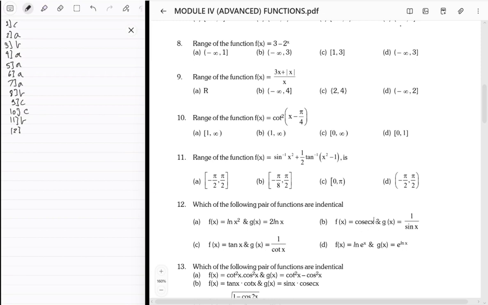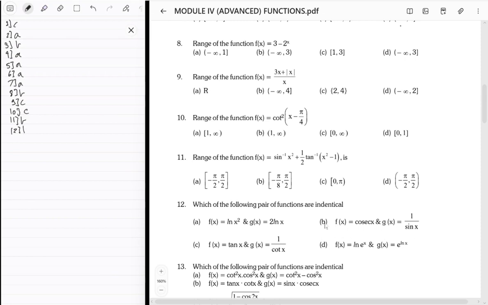And B, these are the same functions. Cool. Natural log of e power x and e power natural log of x. That is x, and this is also x. But this thing is for all real values, and this is not for all real values. So that should be doing it. What does it mean? That B is the answer.